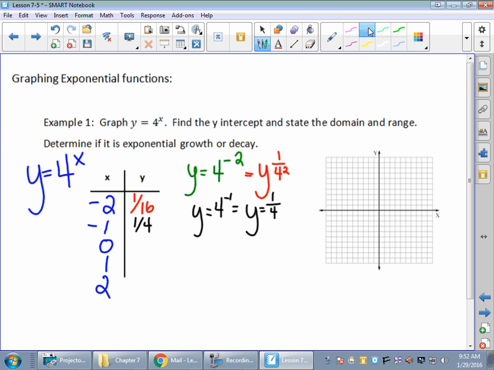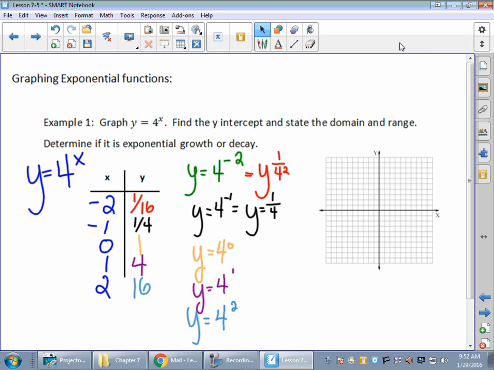If I put a 0 in there, my favorite problem, y equals 4 to the 0, everybody knows what that answer is, right? Anything to the 0 power. If I put a 1 in there, y equals 4 to the first power, well, that's just 4. And last but not least, if I put a 2 in there, y equals 4 squared. Well, 4 squared is 16. I've got myself 5 ordered pairs.